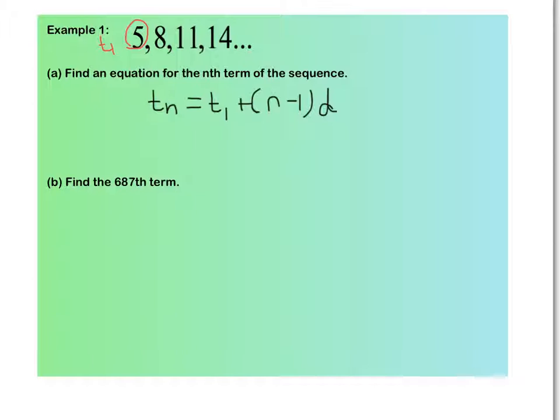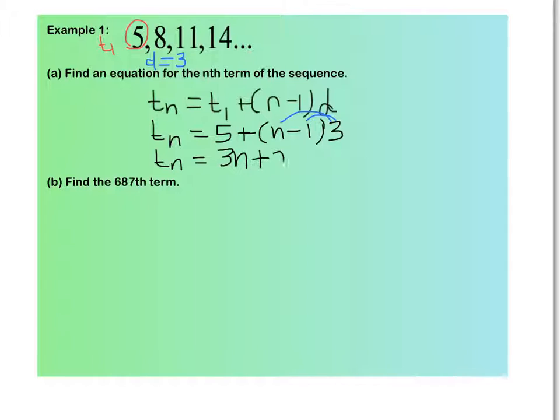And remember, D is that common difference. So I can see between each set of terms here, I'm adding 3. So my D is 3. So then my equation is going to be Tn equals 5 plus n minus 1 times 3. Now if I do a quick distribution of that 3 and some combining of like terms, I'm going to get Tn equals, that would be 3n minus 3 when I distribute, but I'll add that 5 back, so plus 2.